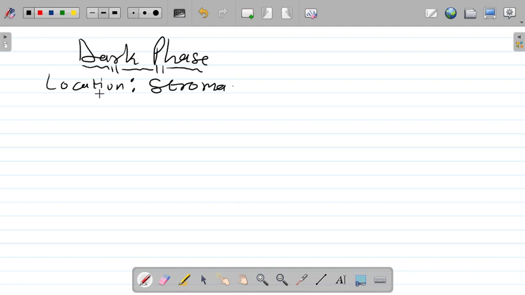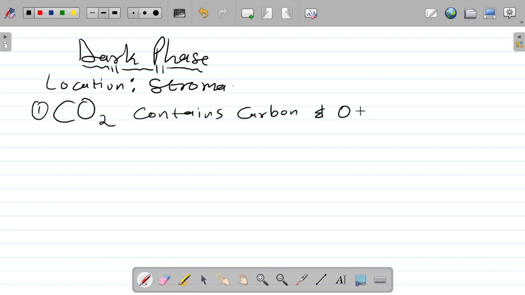Hallelujah. Then, let's go. Once the hydrogen and the ATP enter the dark phase, this is what's going to happen. Let's start. Carbon dioxide, CO2. It contains which elements? It contains carbon and oxygen.